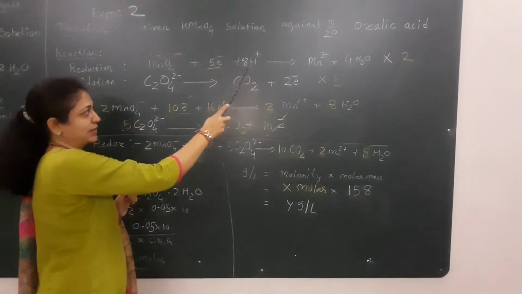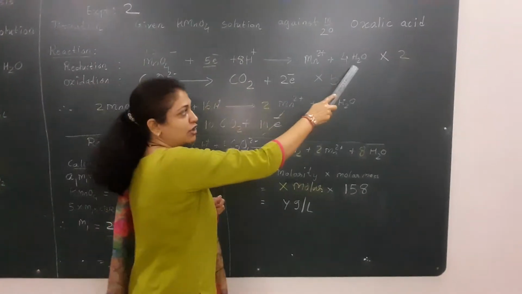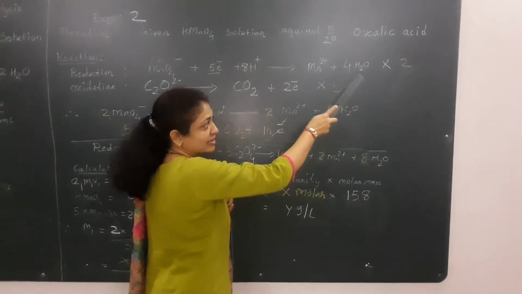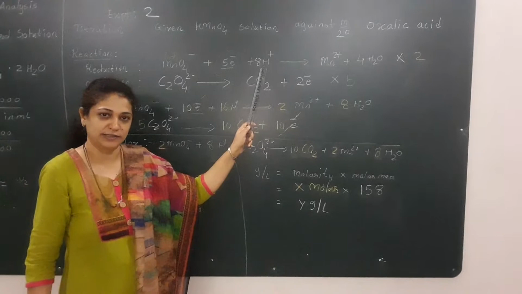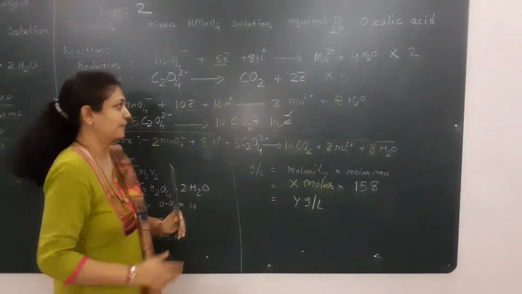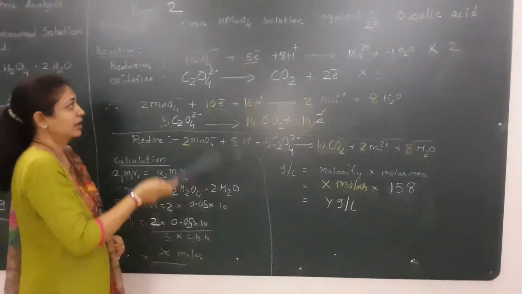Now why 8H plus? See, there are 4 oxygens in it. So on the other side of the reaction, it will be forming 4 water molecules. So that means a total of 8 hydrogens are required. So we have written 8H plus. So we will be adding sulfuric acid to provide acidic medium. This is the reduction reaction, gain of 5.